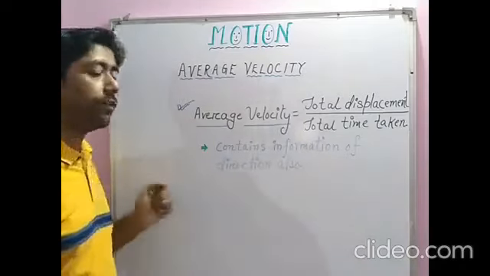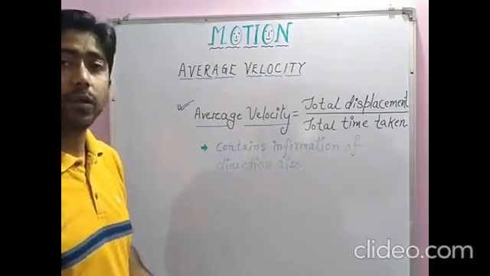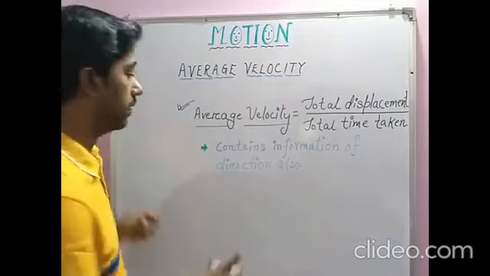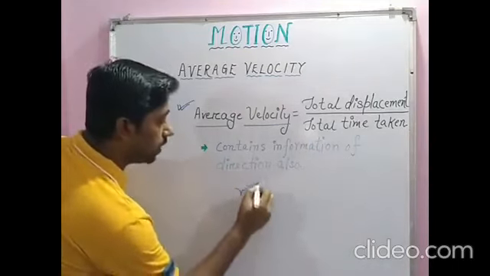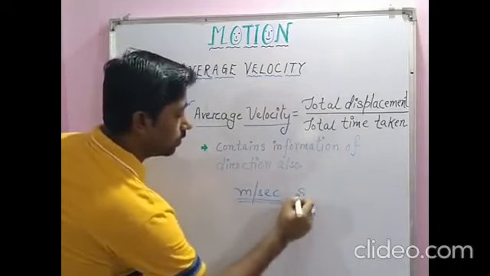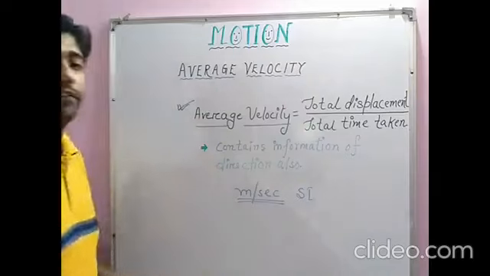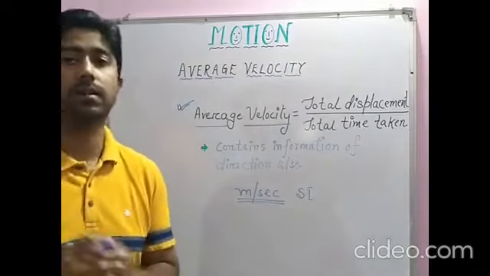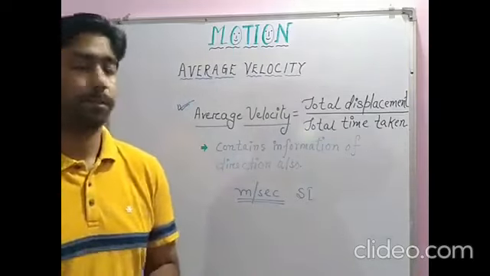Now the good thing about average velocity is that its SI unit is same as average speed, which is meter per second. SI unit of average velocity and average speed both are same.